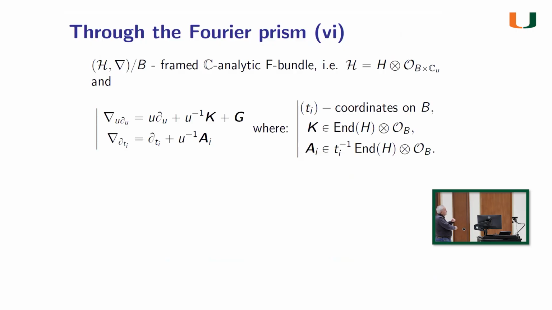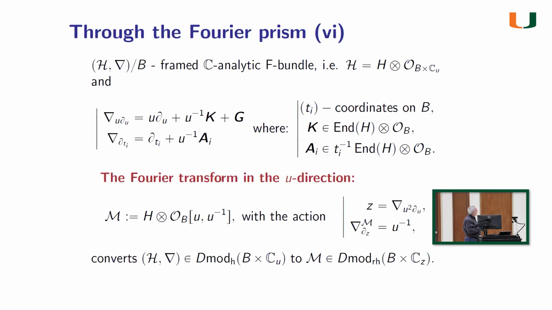So if you have, again, a framed C-analytic F-bundle, I'm going to write it uniformly so that I don't care about the degree 2 cohomology classes and higher degree cohomology classes. So it looks like this, the quantum connection. And so you just need to remember that the AIs could have first order poles in the coordinates TIs, or could be holomorphic if they're of degree 2. And, sorry, the other way around. They have first order poles if they're of degree 2, or could be holomorphic if they're of higher degree.